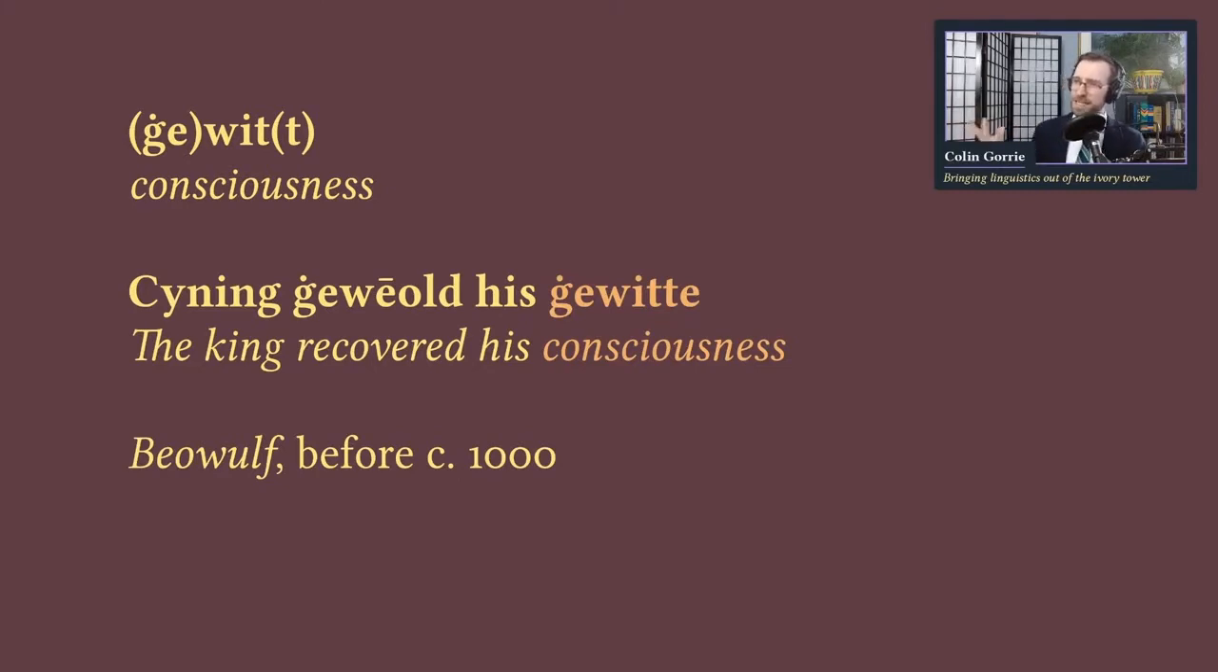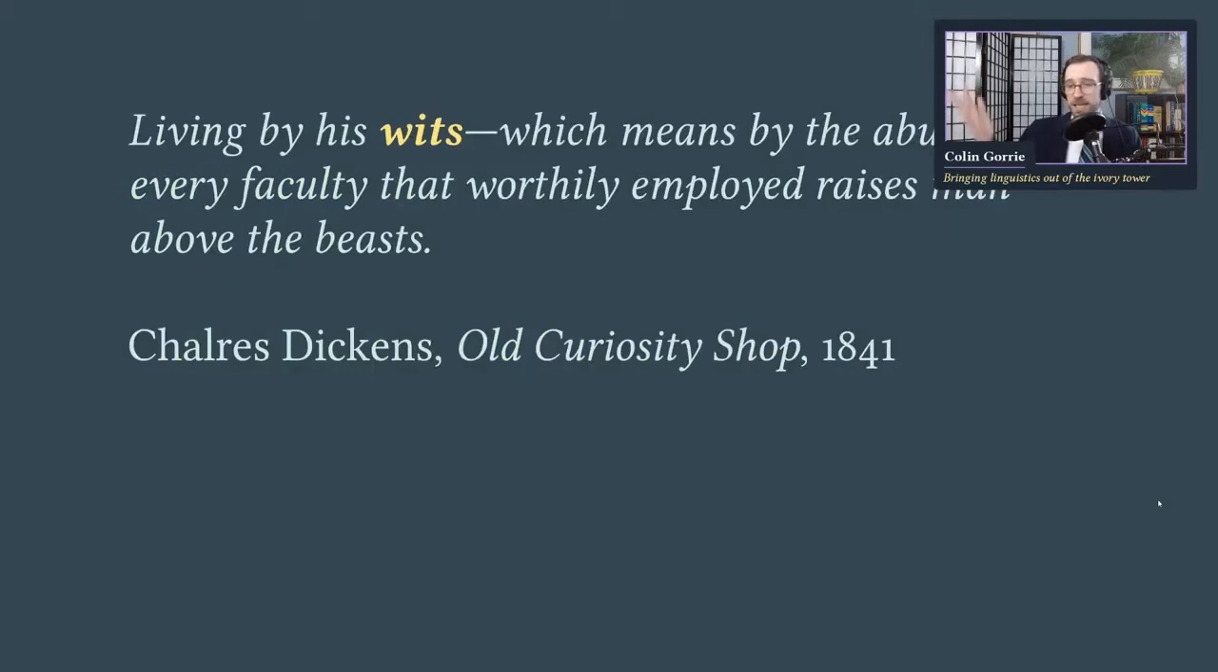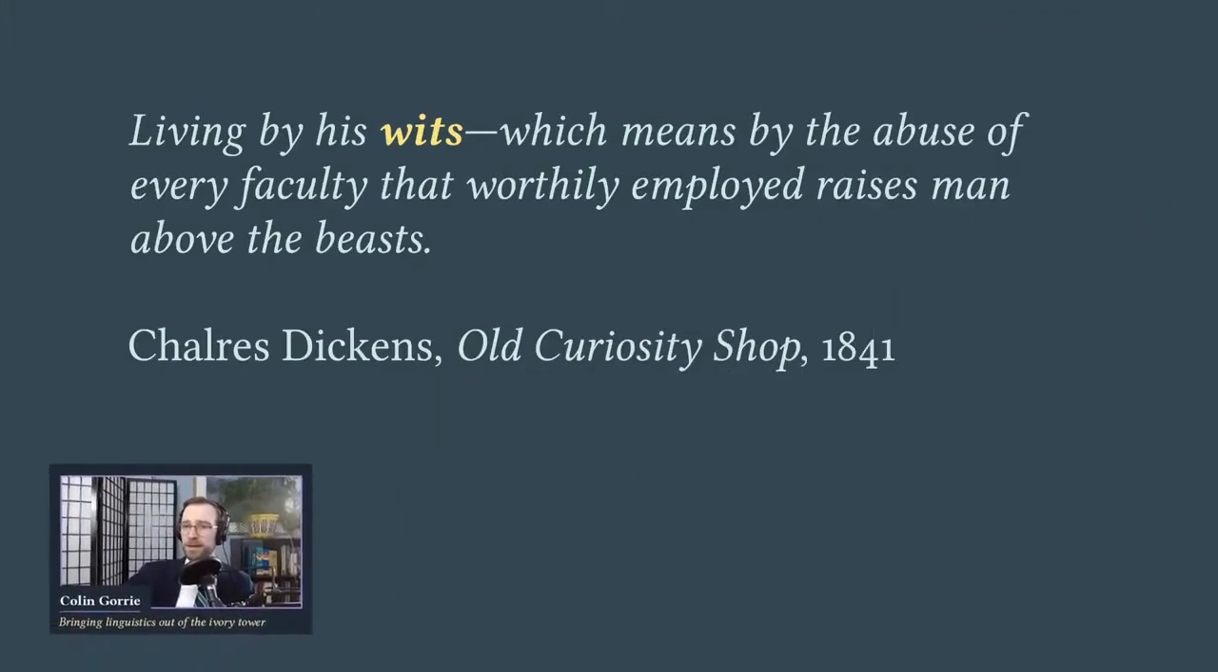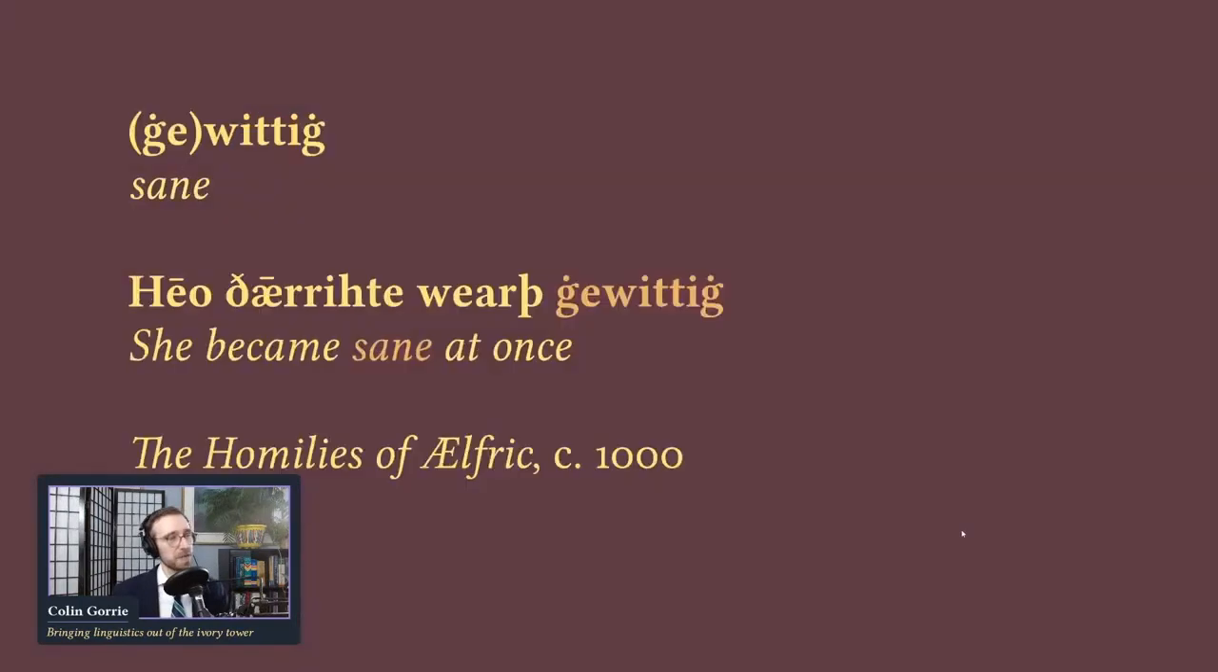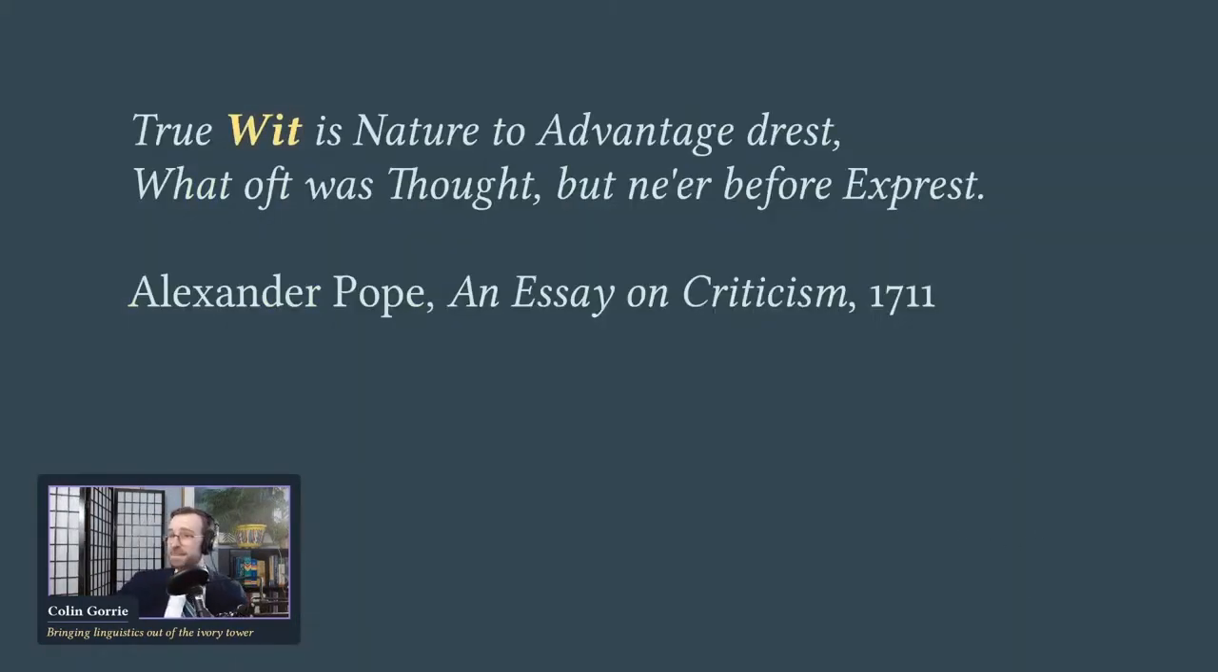And you can think of, we have this sort of use for wit in English. You can say, I have my wits about me. This is this kind of thing. The meaning of the word wit has narrowed significantly in modern English to what we know today. So let's look at a passage from Dickens. And I have to move myself over to here so that you can see everything. Okay. So, living by his wits, which means the abuse of every faculty that worthily employed raises man above the beasts. So, in the plural, it retains this meaning of your intellectual faculties, but when it goes into the singular, it becomes a quality of writing or speech that, we could say, surprises or delights by its novelty.